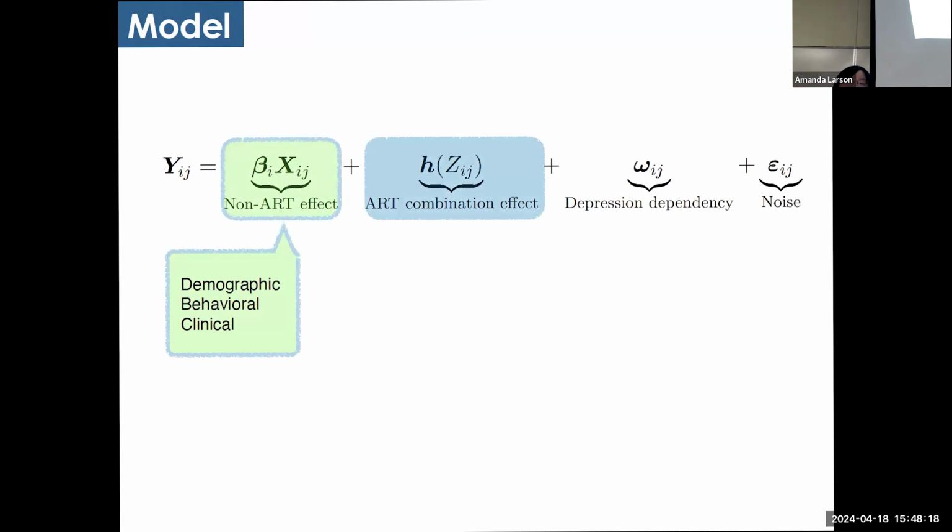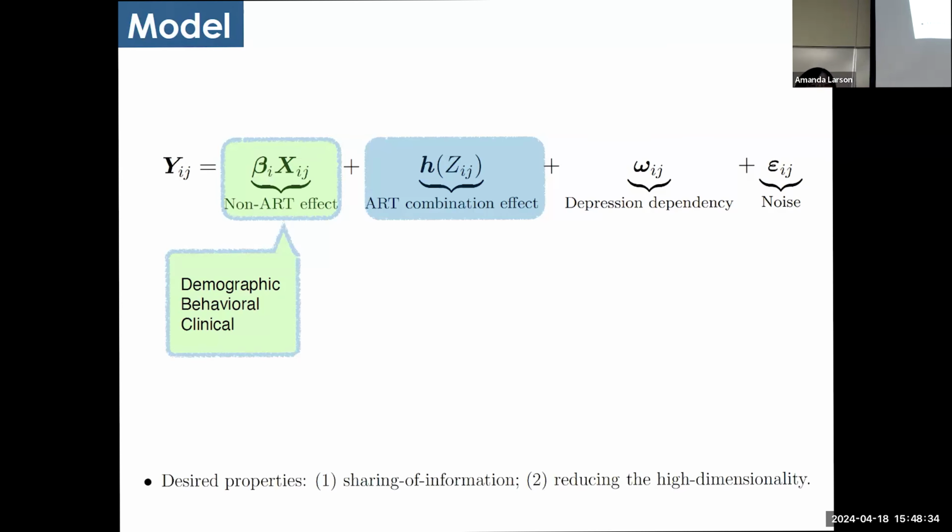And the key part of our model is how to estimate the ART combination effect, because the regimen basically is a combination of ART drugs and it's high dimensional and unbalanced. So to model this ART combination effect, we want to achieve two properties. The first property is sharing of information between different drug regimens.